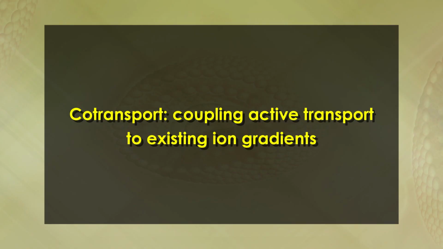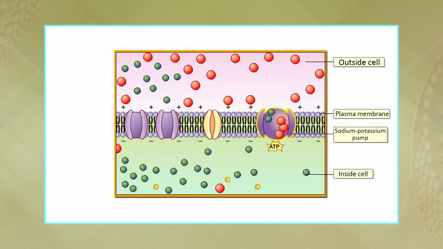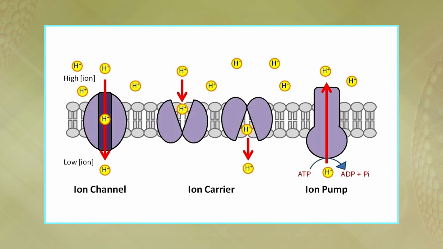Now let's discuss co-transport, coupling active transport to existing ion gradients. The establishment of concentration gradients such as those of sodium ions, potassium ions and hydrogen ions provides a means by which free energy can be stored in a cell. The potential energy stored in ionic gradients is utilized by a cell in various ways to perform work, including the transport of other solutes. Consider the physiological activity of the intestine.